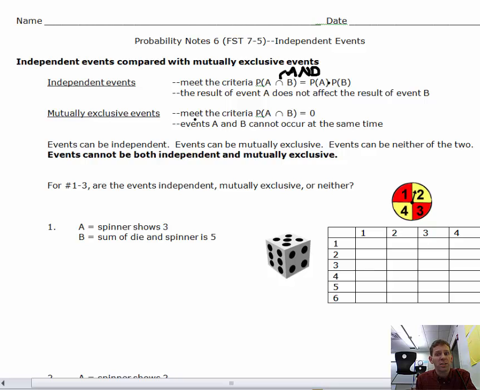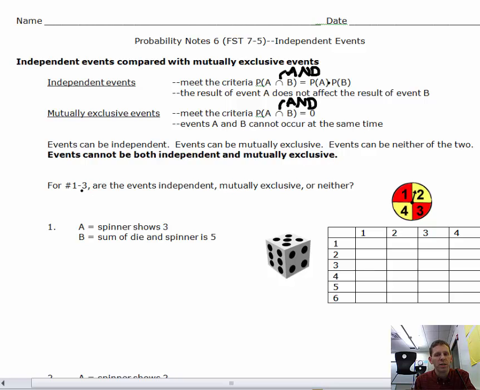Mutually exclusive events meet the criteria: the probability of A and B equals 0. In real life, this means that events A and B cannot both occur at the same time. It also tells us that events can be independent, events can be mutually exclusive, or events can be neither of the two if they don't meet either of these formulas. However, events cannot be both independent and mutually exclusive.